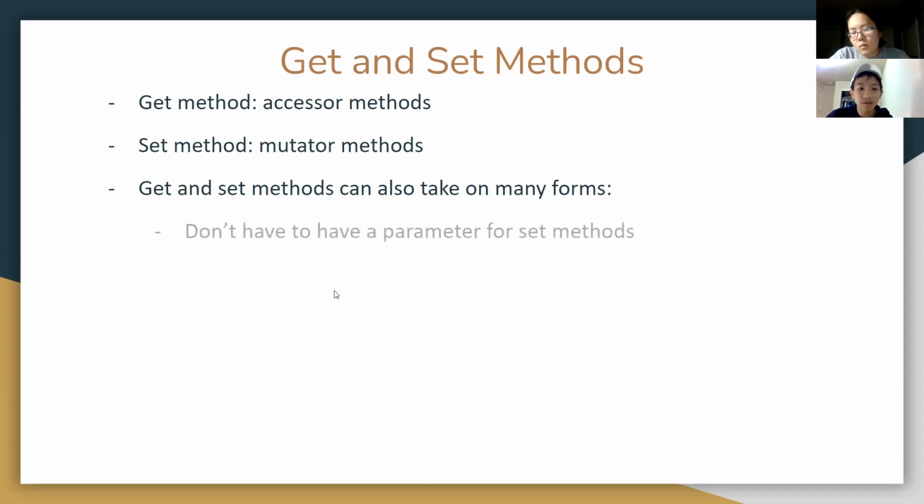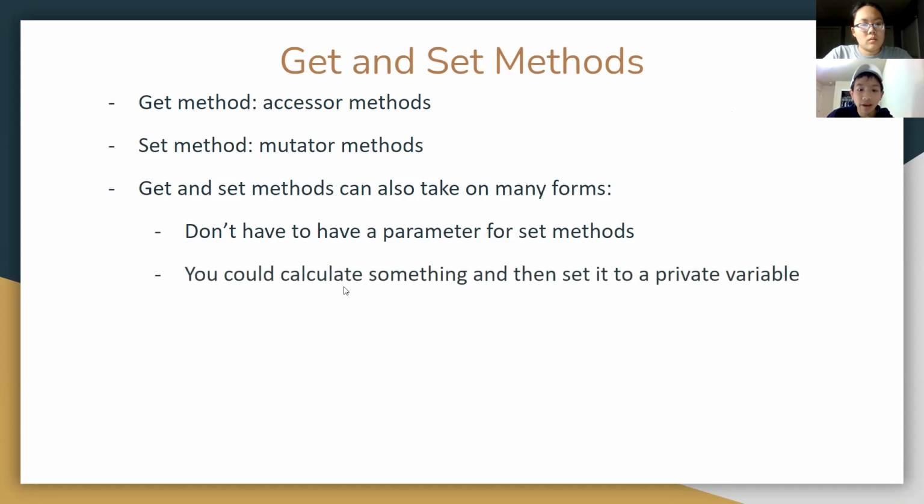But that doesn't always have to happen, all right? So for set methods, usually we want to pass in a parameter that we want to set the private instance variable to. But let's say you didn't want that. All you wanted was, at this point in time, we want that private variable to be, let's say, 5, but then at another time, we want it to be 13. And since we already know what we want the values to be, we don't need to have a parameter for them. All right, so set methods don't always have to have parameters. So you could just calculate something and set it to one of the private variables.